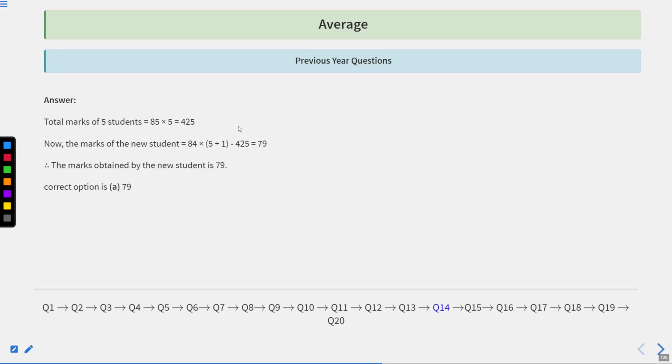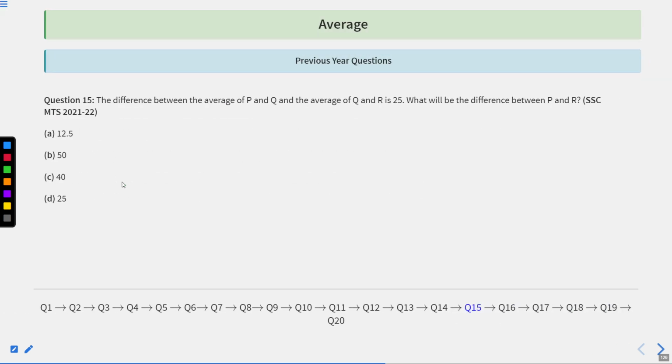Total marks of 5 students is 85 times 5, that is 425. Now the marks of the new student is equal to 84 into (5 plus 1) minus 425, which equals 79. Therefore the marks obtained by the new student is 79, which is option number A.